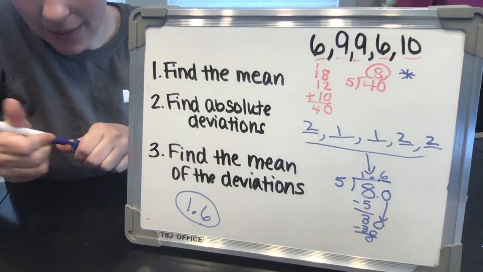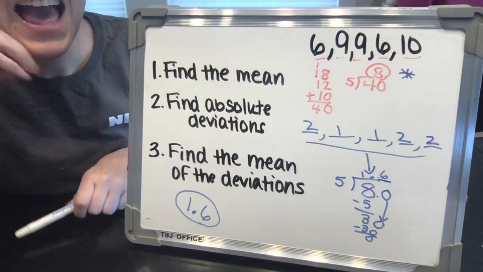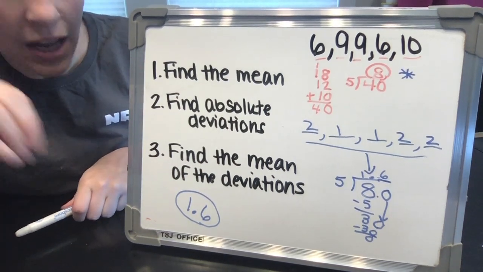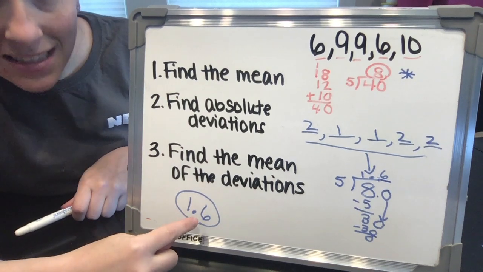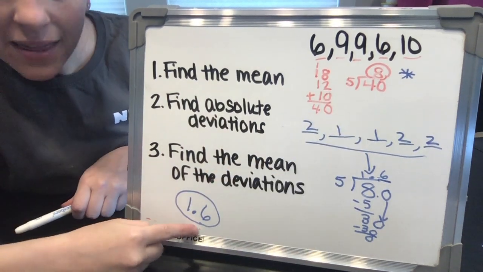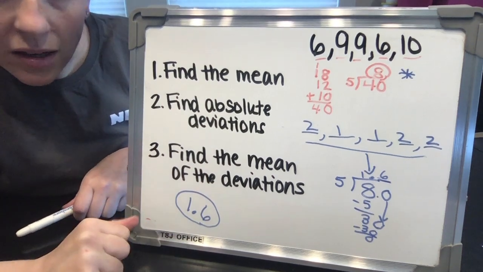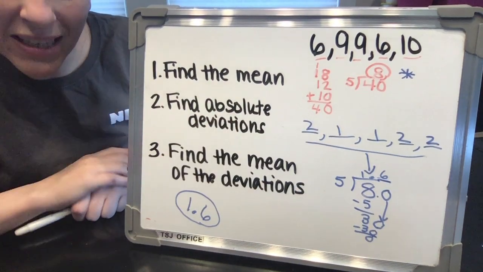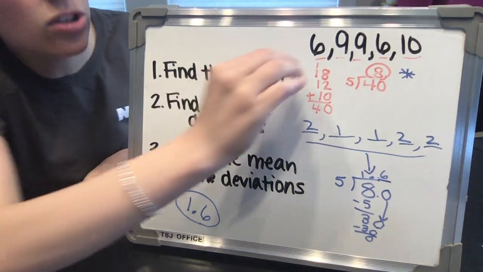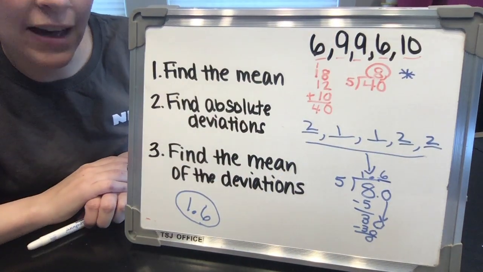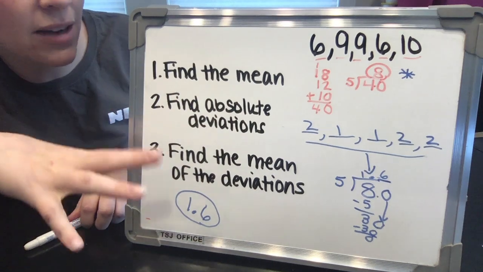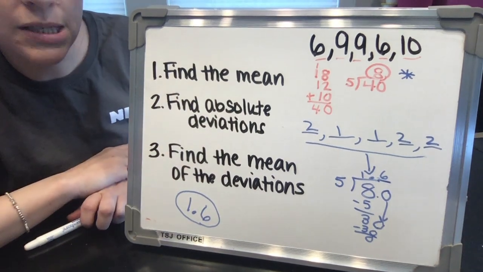That means on this playground, the average age is 1.6 years away from this. That means that most of my students are within 2 years of this average age. That means my data is pretty close. These kids are close in age, and I can verify that just by looking. 6-year-olds to 9-year-olds and a 10-year-old, they're pretty close together.